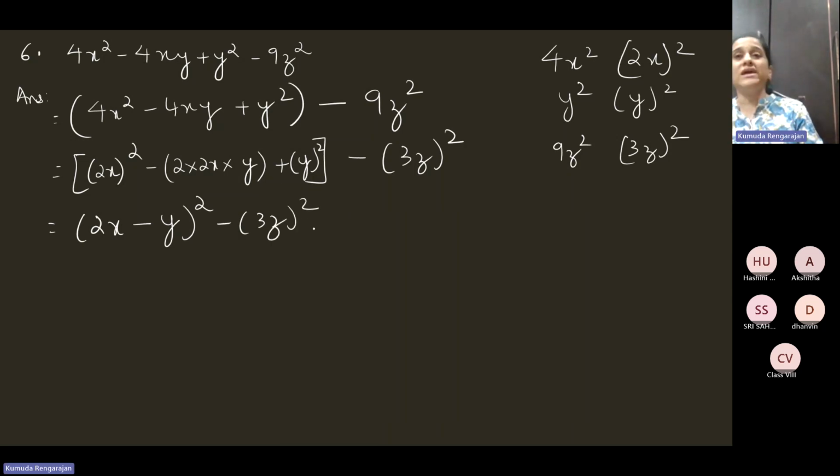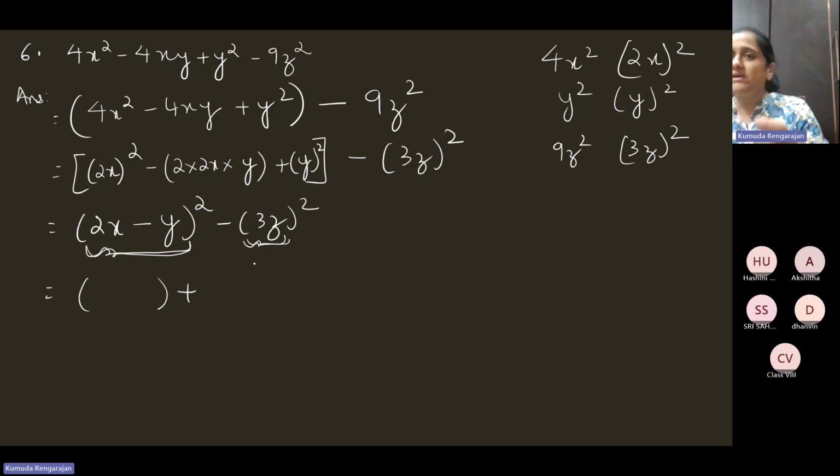Now this is of the form a squared minus b squared. This one is a squared, minus this is b squared. Now a squared minus b squared is a plus b into a minus b. See here, a plus b. B is only one term, so I'm not putting a bracket for that.